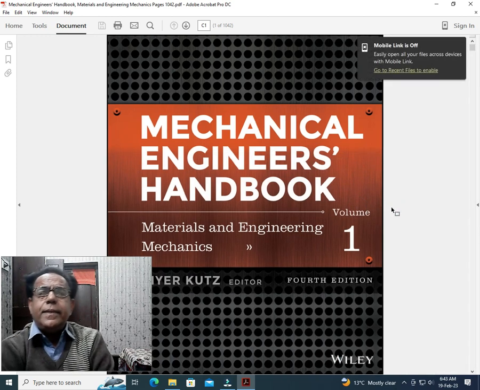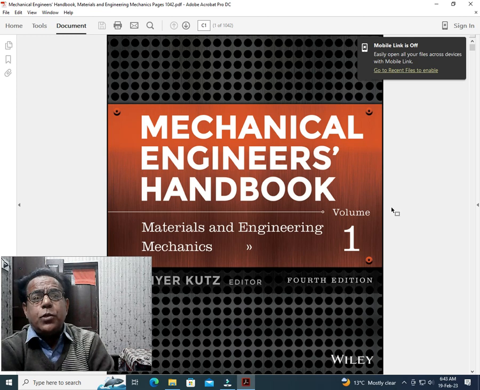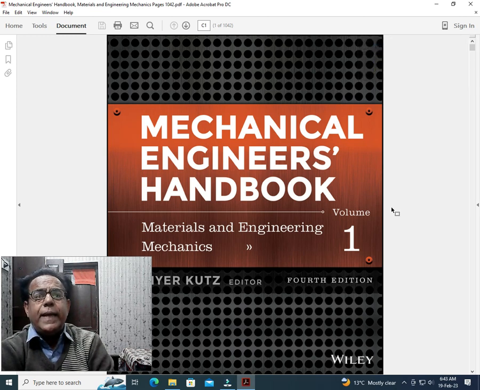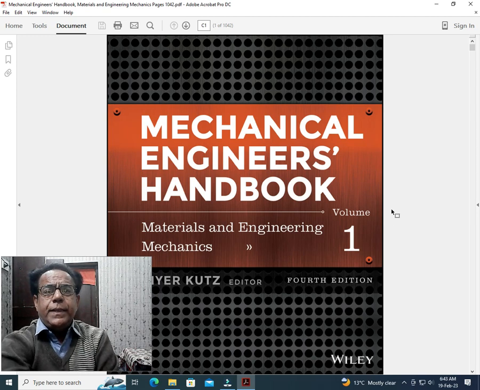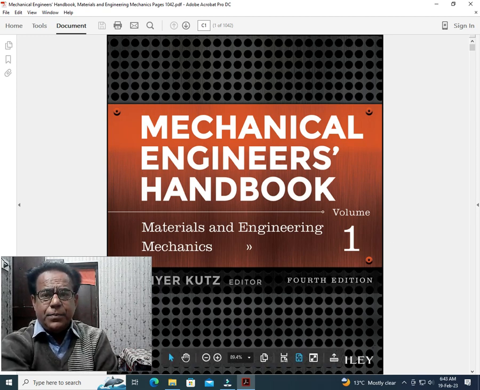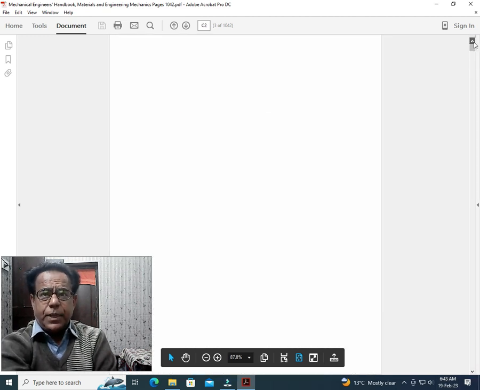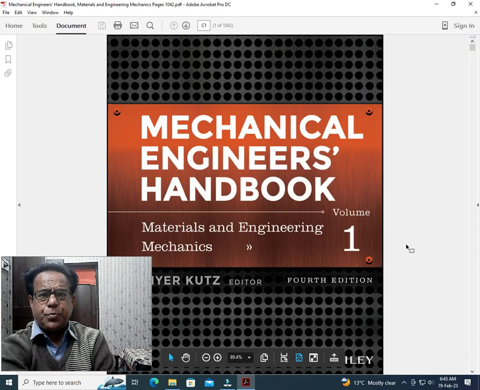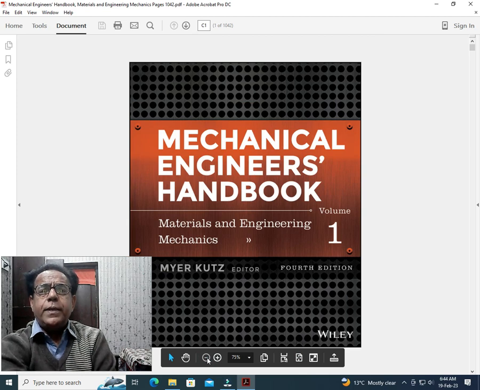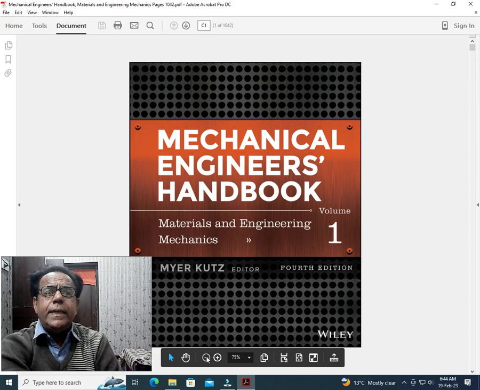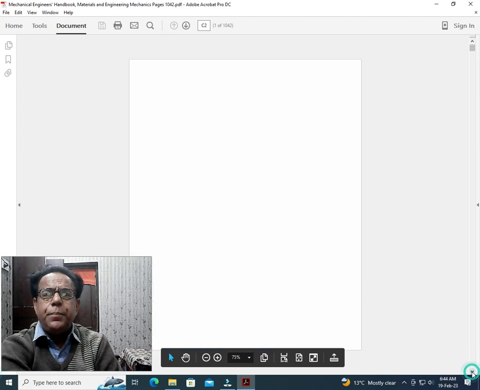It is still volume 1 of this book of 1042 pages. Okay, Mechanical Engineer's Handbook, Materials and Engineering Mechanics. Okay, this is also a mechanics book. Fourth edition, Meyer Kutz, M-Y-E-R, K-U-T-Z. Wiley is its publisher.